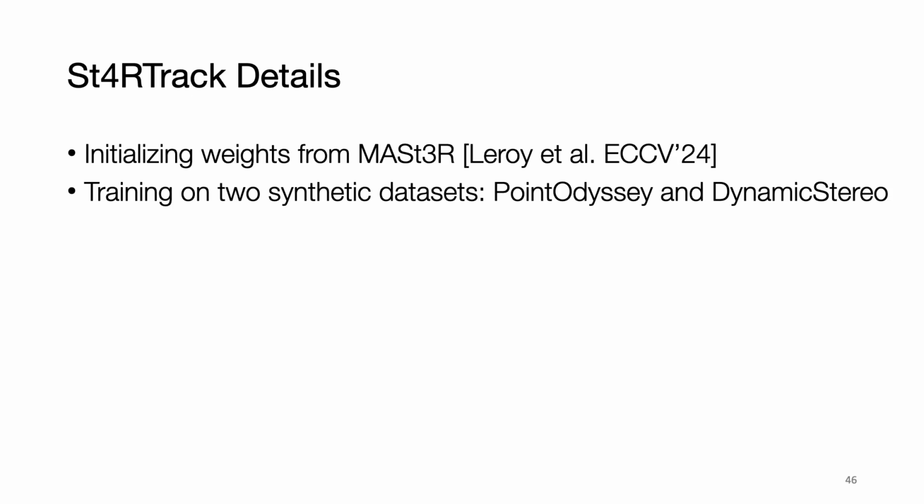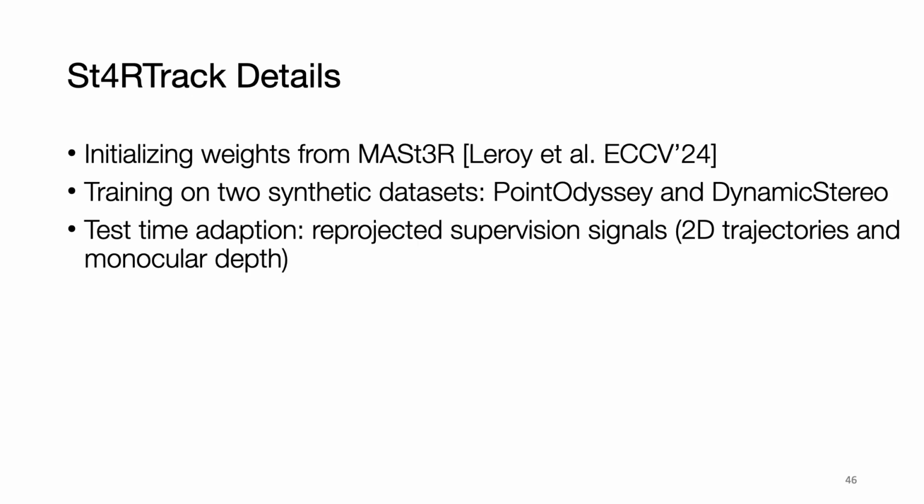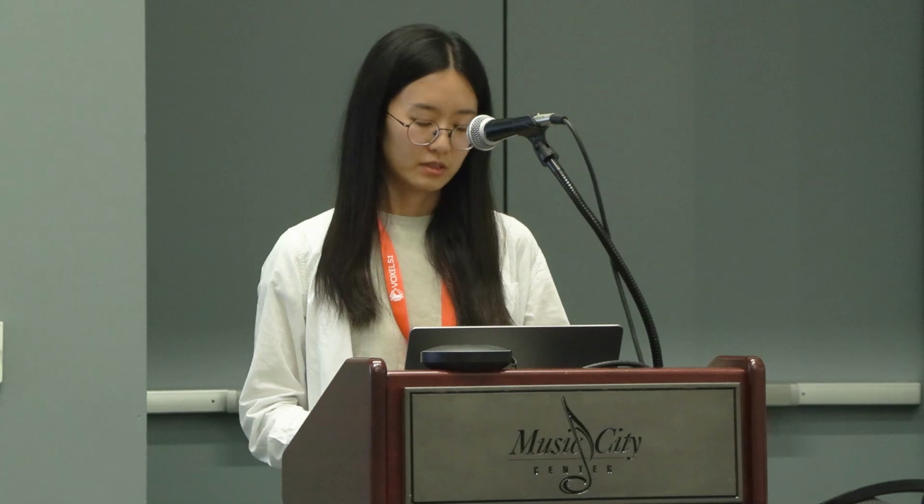And because such data sets are so scarce, we also have a mechanism that allows us to improve the performance on a specific test video at test time through some kind of test time adaptation. So we're able to use reprojective supervision signals like 2D trajectories and monocular depth maps to fine-tune the network architecture on a specific video using some off-the-shelf methods.